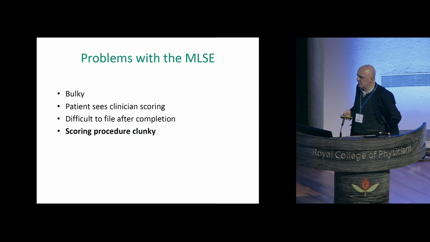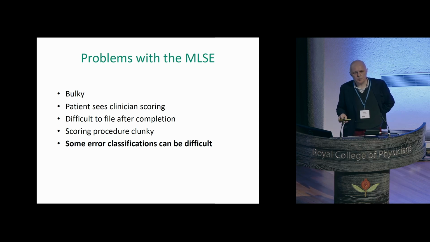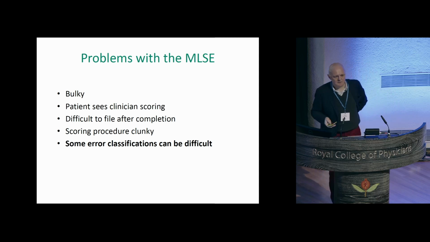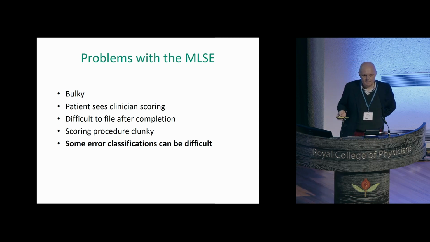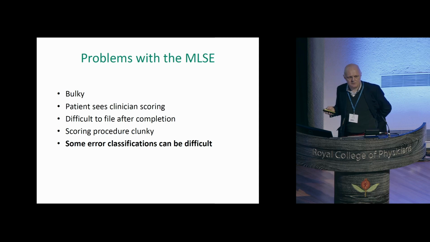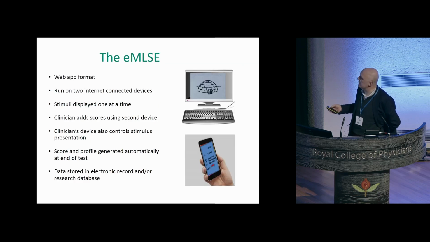And the scoring procedure, going through and saying he made that error here, he made another error here, and then transferring all the numbers, adding them up, and putting them on the final page of the booklet is a little bit clunky. And some of the error classifications can be difficult, so people wouldn't always agree on whether somebody made a phonological error or a motor speech error. And that's something that needs to be ironed out as well. But most of the time, the classifications are agreed on.